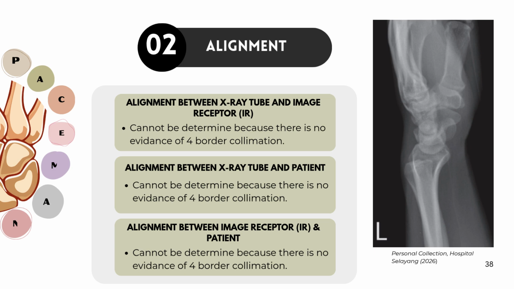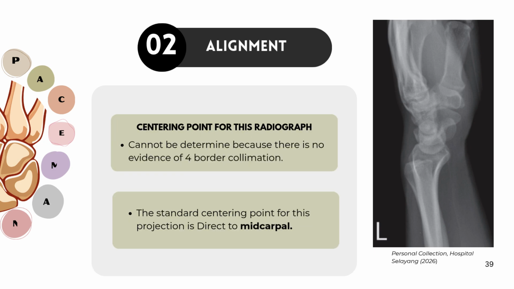In this radiograph, the alignment cannot be determined. This is because there is no evidence of the four borders of collimation. The centering point also cannot be determined, because there is no evidence of the four borders of collimation. The standard centering point for this projection is directed to the midcarpal.